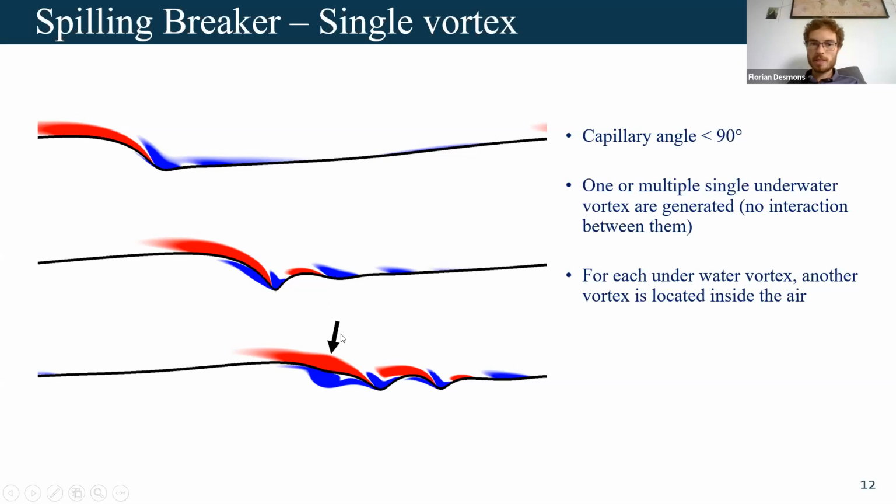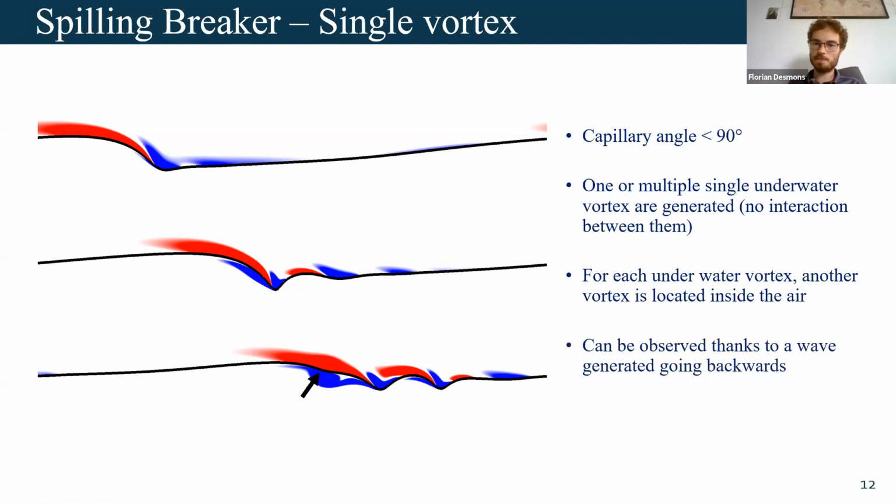And also, one thing that I've observed is that for every single vortex obtained, there is one just above the surface in the air. It's located at the same position and it's moving exactly the same way as the one underwater. Just like I've explained before, we can see it here by a small wave generated going backwards. And it's really important. And one thing that I've observed is that in the literature, this kind of breaking is put under the label of a general spilling breaker.